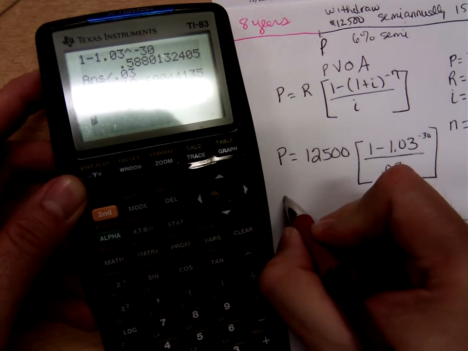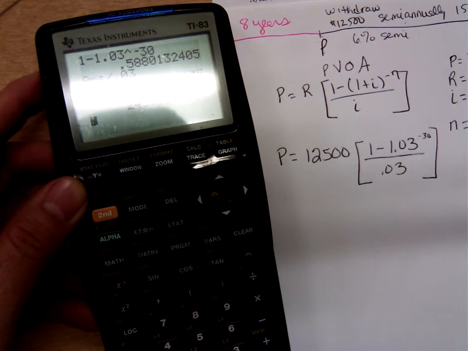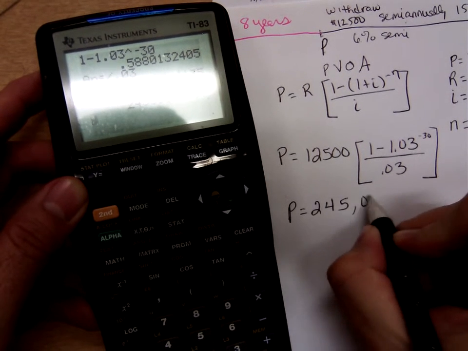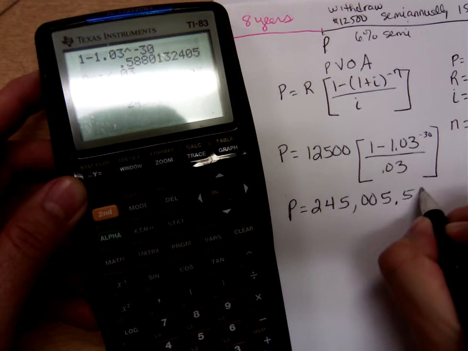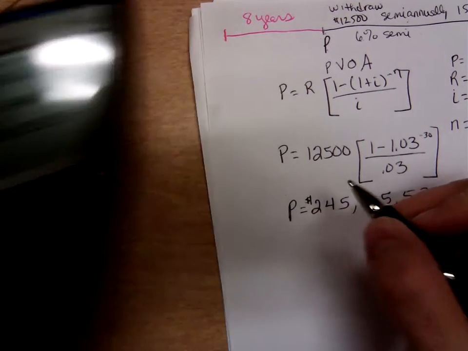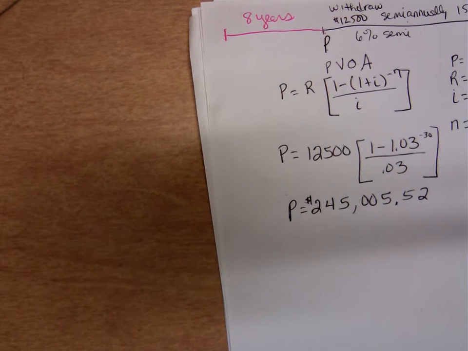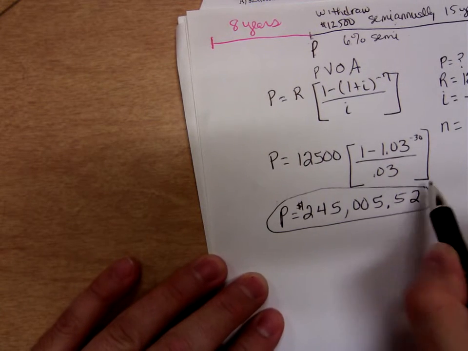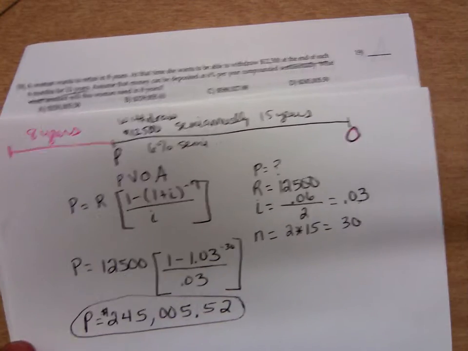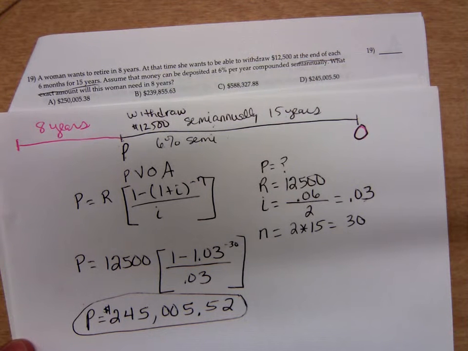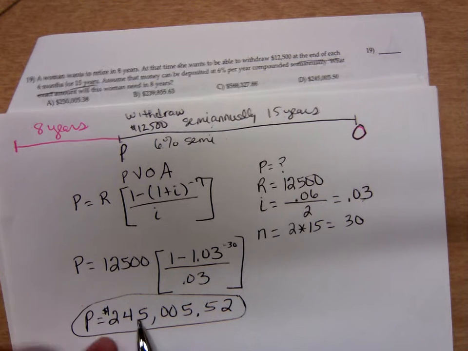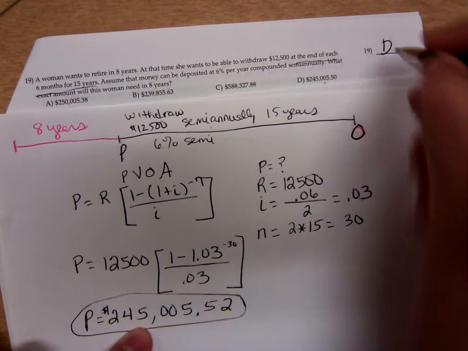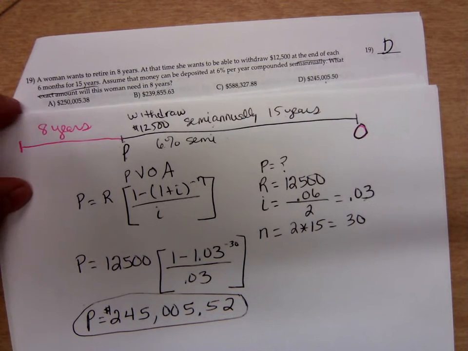So, $245,005, and would y'all round that to 52 cents? On some of these we might be a few cents off because the test software is calculating those negative exponents differently. $245,005 right there, D. Okay, that was number 19.